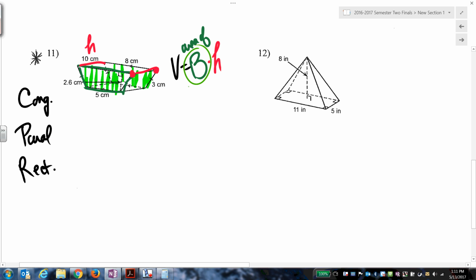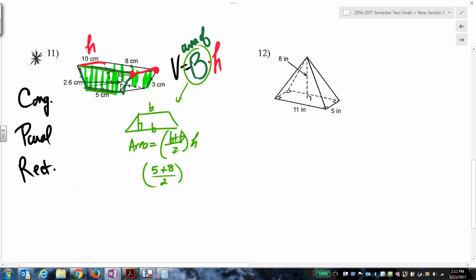Now we're going to circle this base and ask ourselves, how do we find the area of a trapezoid? The area of a trapezoid is the average of the bases times the height. So I go here, I check my bases. One is 5, plus the other one, trace it, is going to be 8, over 2 times my height.